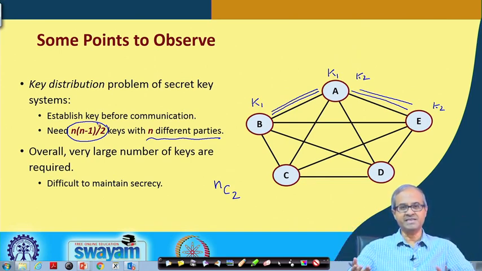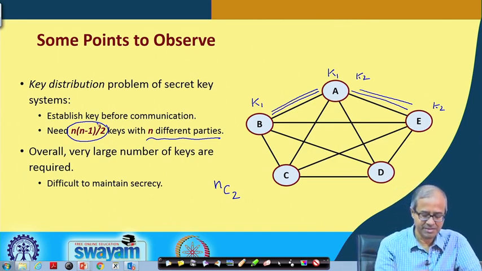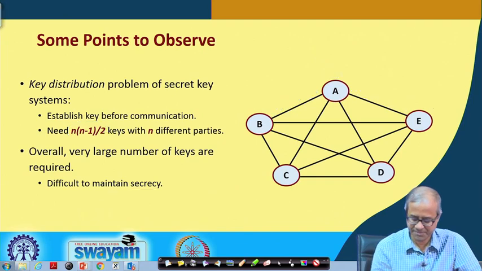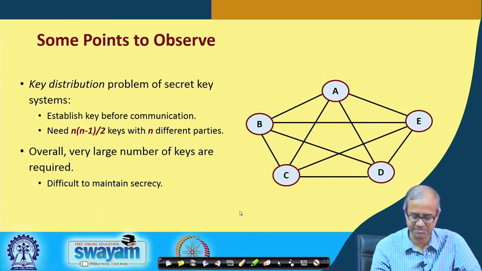Well, if n is, let us say, 1000, this value will be 1000 into 999 by 2, close to 5 lakhs. Okay? So, maintaining so many distinct keys in a private way is itself a challenge. This is one problem. It is rather difficult to maintain secrecy of this large number of keys. This is one problem in this method.